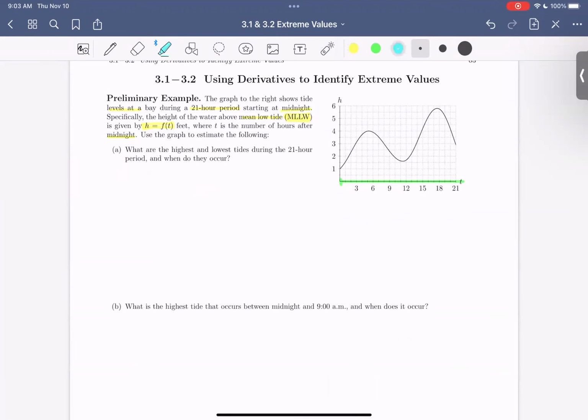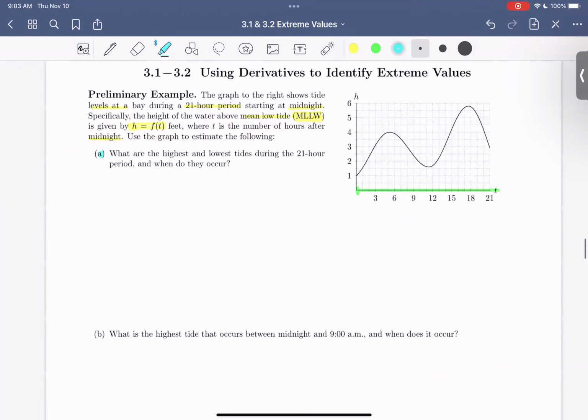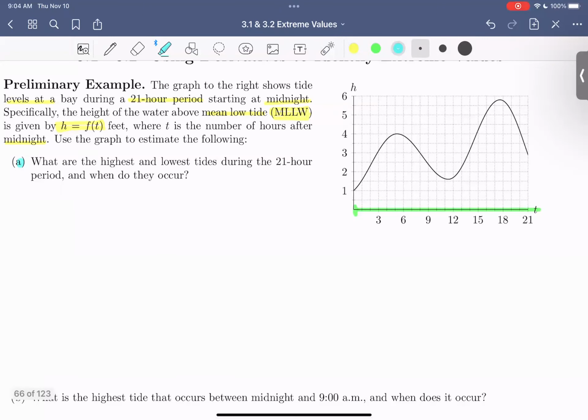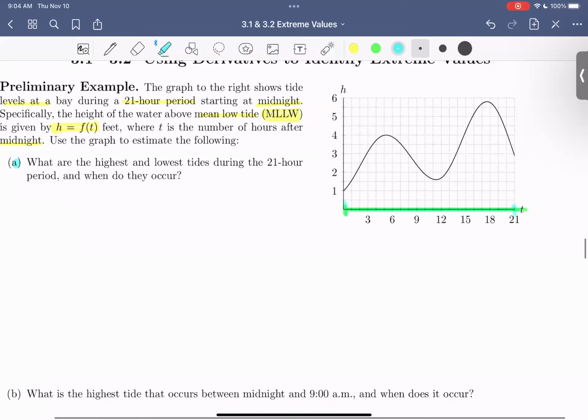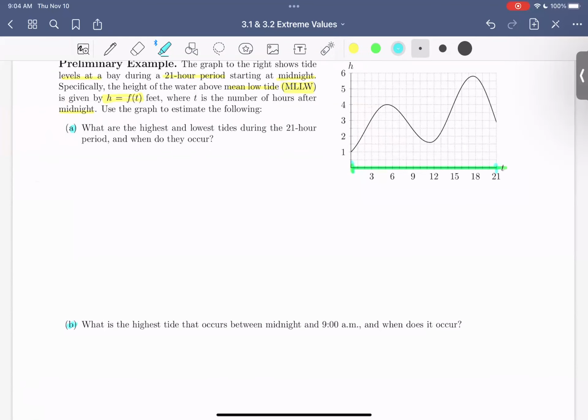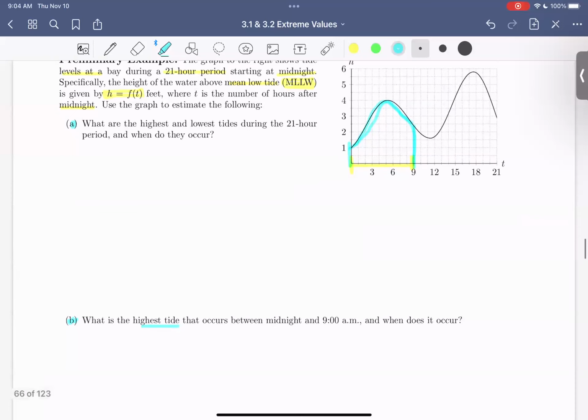So just to get you set up here, part A, you're looking at the highest and lowest tides during the 21-hour period. So during this entire period, when is the tide highest and lowest? Part B, you're asked, what is the highest tide that occurs just between midnight and 9 a.m.? So you can identify midnight on our graph, which is here at the 0 mark, all the way up until 9 a.m. So we're only looking at the tide during this time. And we're asked what is the highest tide that occurs between those times.